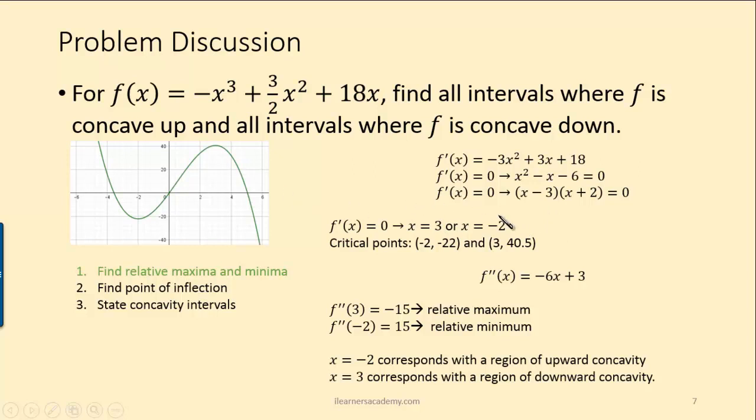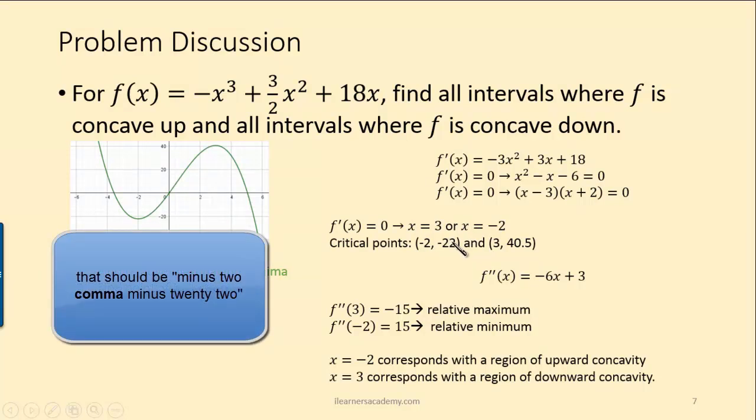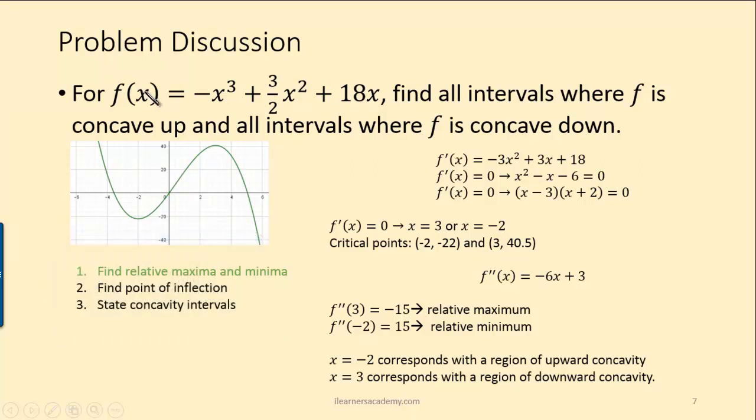So once we're here, I know that I have these two critical points, -2 and 3. So where do I get this -22 from? I simply put this -2 into this function here, and I evaluate it, and I get f of -2 is -22. And then I take this value 3 and find f of 3, and I get 40.5. So then I know where the critical points are. One is up here and one is down here.